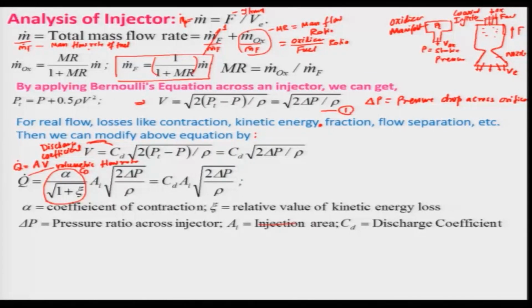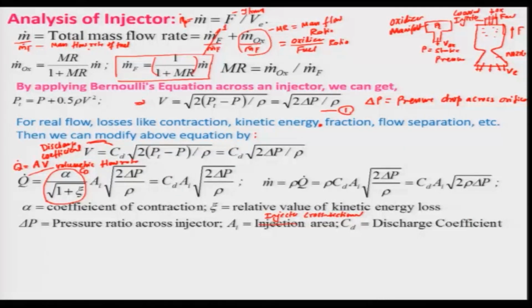And C_D is the discharge coefficient, and generally C_D we will have to get from experimental data. And m dot is nothing but rho into Q dot, which is rho C_D A_I root over 2 delta P divided by rho. If I take this rho inside, I will get m dot, the mass flow rate, is equal to C_D A_I root over 2 rho delta P.